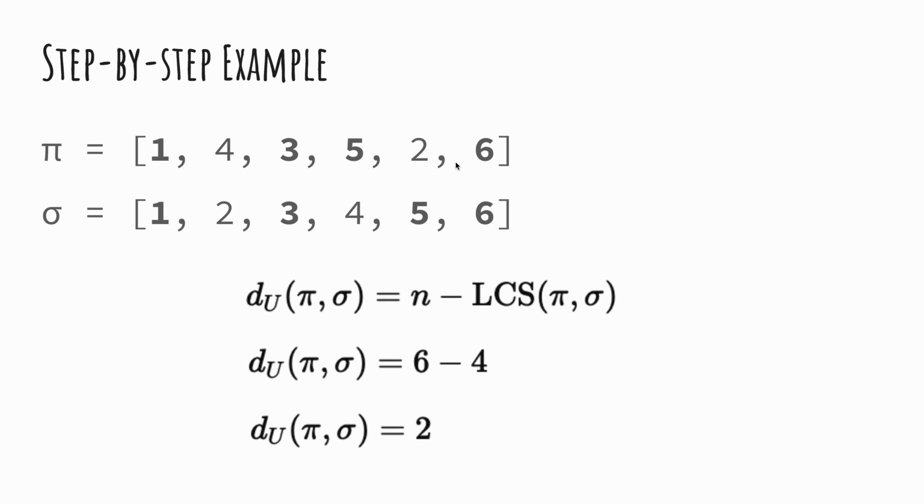What does that actually mean? That means that we just have to move 2 where it belongs and 4 where it belongs, and that's how we could have pi transform into sigma.